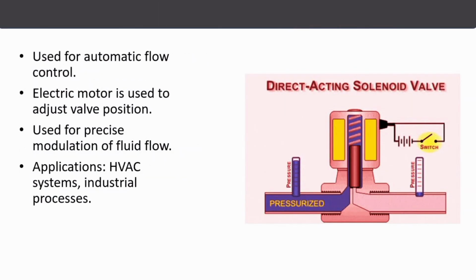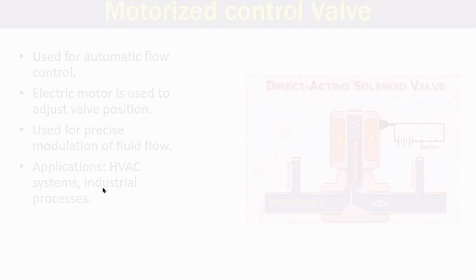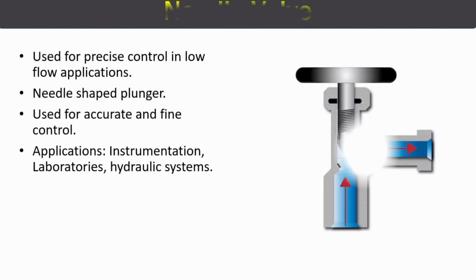Next valve type is motorized control valve. A motor is attached to it, and that's why they work automatically and they are used for precise modulation of fluid flow. It means that these valves can adjust the fluid flow automatically, and they are used in HVAC applications and industrial processes. Next valve type is needle valve.